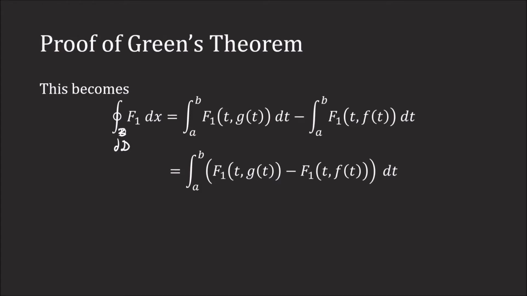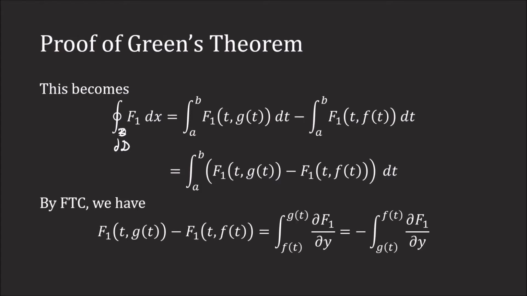By the fundamental theorem of calculus, F1 evaluated at g of t minus F1 evaluated at f of t is the integral from f of t to g of t of partial F1 partial y. And we can flip the limits by multiplying by a -1. So this is negative the integral from g of t to f of t of partial F1 partial y.